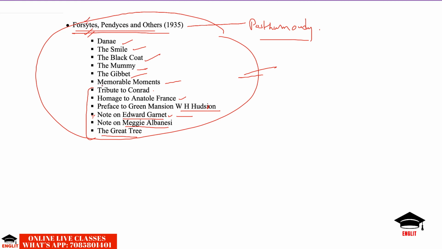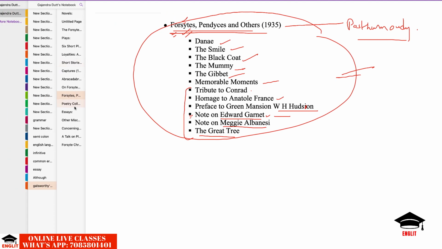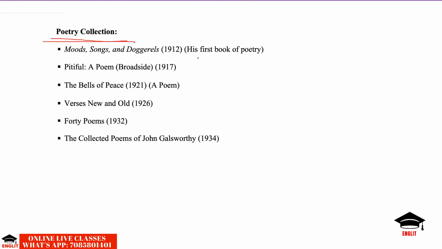Foresights. So the Foresights means some of the stories, they are also related to the Foresight character. Foresight character के बारे में अगर कुछ आ रहा है तो इस collection से भी कहीं ना कहीं एक दो stories आ जाती हैं. Then there is a poetry collection. The first book of poetry. This was the first book of poetry.